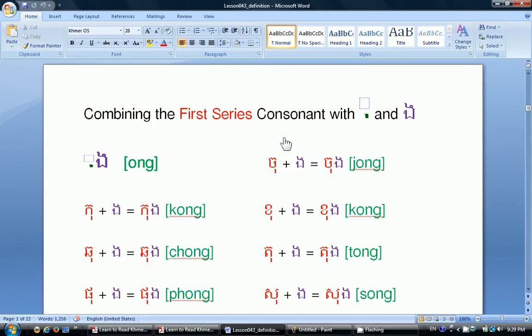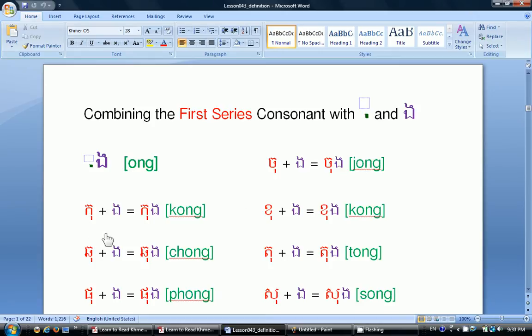Combining the first series consonant with the vowels o and end with consonant ngor. Okay. the vowels are o or o, and then consonant ngo. O, o ngo, ong. Okay, so let's practice reading this word. Cho o cho, cho ngo, chong.